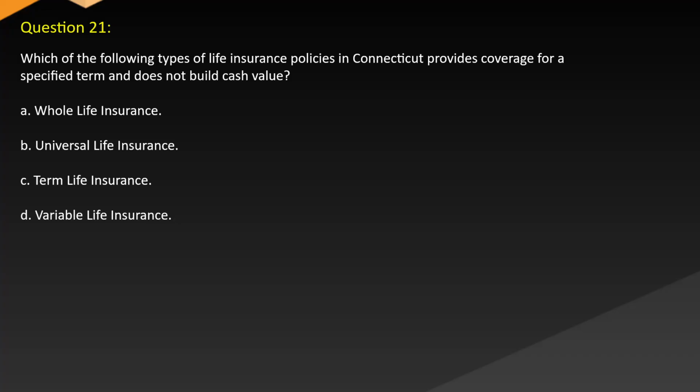Question 21. Which of the following types of life insurance policies in Connecticut provides coverage for a specified term and does not build cash value? A. Whole life insurance. B. Universal life insurance. C. Term life insurance. D. Variable life insurance.